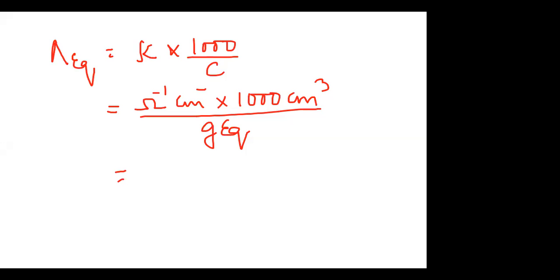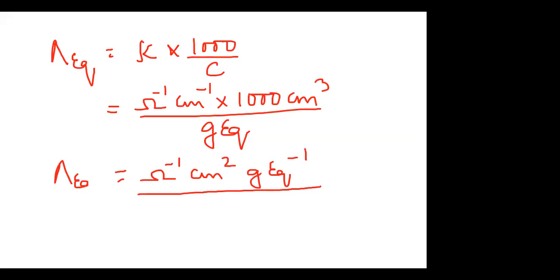So it will finally come to ohms inverse, since it is centimeter inverse here also. So this and this will cancel, and when you calculate, it will come to centimeter square and gram equivalents inverse. So these are the units for equivalent conductance measured in terms of ohms, centimeters and gram equivalents.